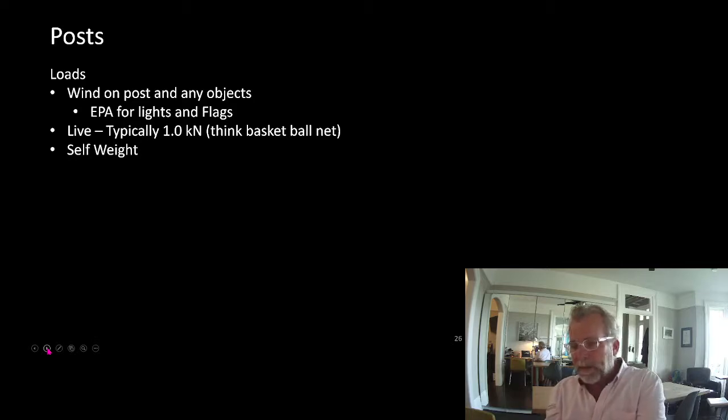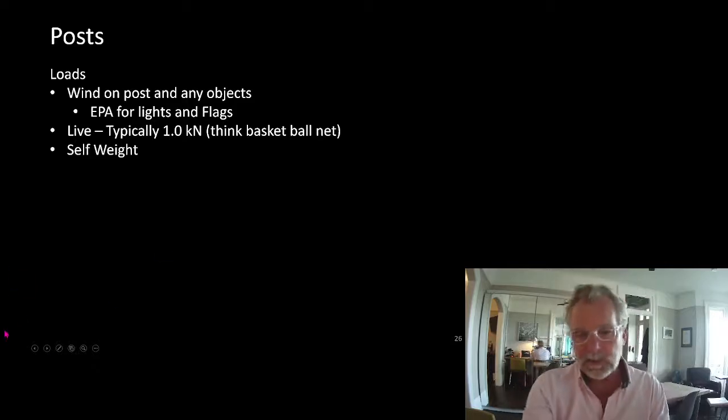In addition to wind, we typically design a post for a live load. This is the load of somebody climbing on it. Shannon likes to talk about the one drunk guy load case. If you build something that someone can climb on, during the life of the structure, someone will climb on it. And so we typically design for 1 kilonewton. 1 kilonewton is the weight of a heavy person. And we apply that at any point to the worst effect. And then, of course, the last load that we need to deal with is self-weight.